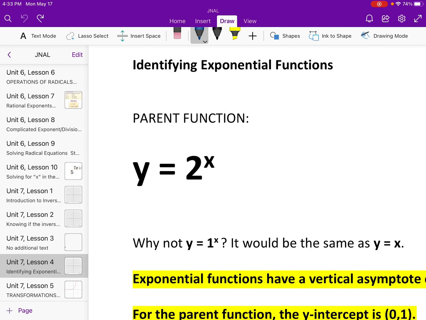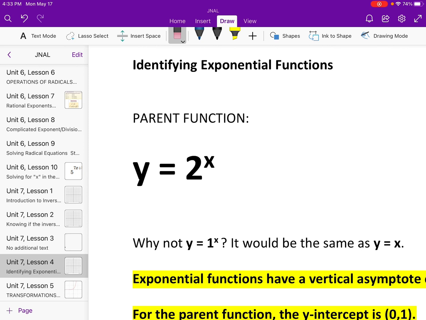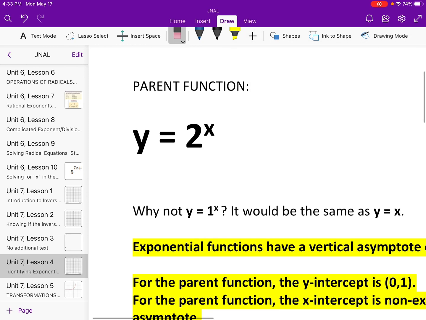So remember, parent function for a linear function is this. If you make that quadratic, it's this. Cubic function. Whatever it happens to be. So, it is y equals 2 to the x, not 2x. It might look like 2x, but it's 2 to the x power. So whatever x is, it's an exponent. That's why it's an exponential function.